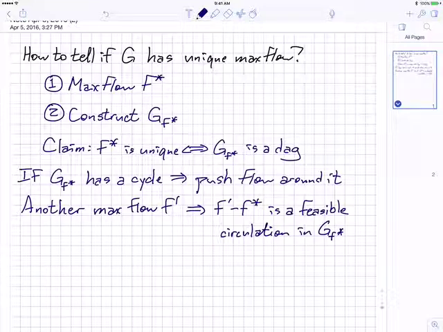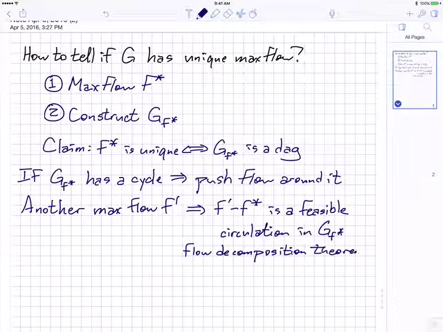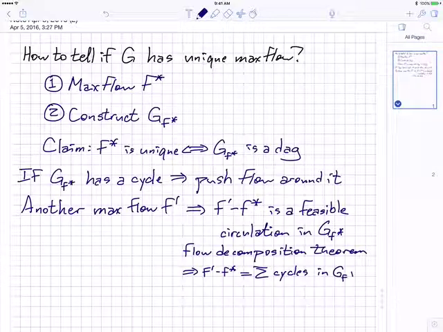But if this is a feasible circulation in G_F star, the flow decomposition theorem implies that F prime minus F star is a sum of cycles in G_F star, which means there are cycles in G_F star. G_F star is not a DAG. Okay.